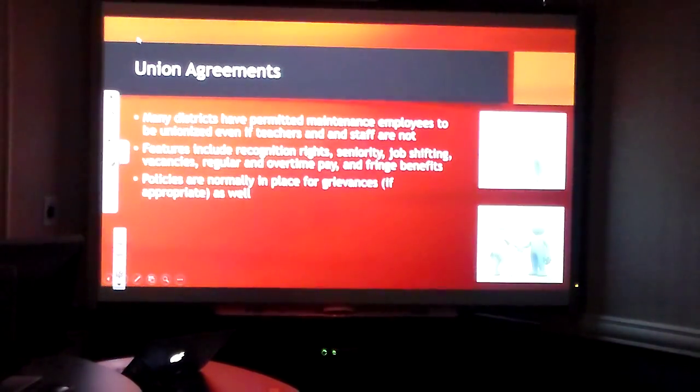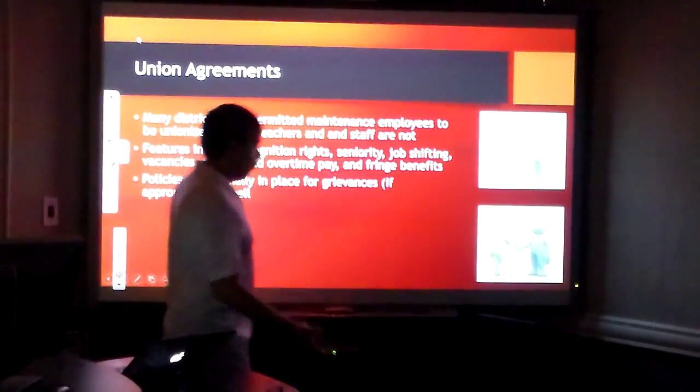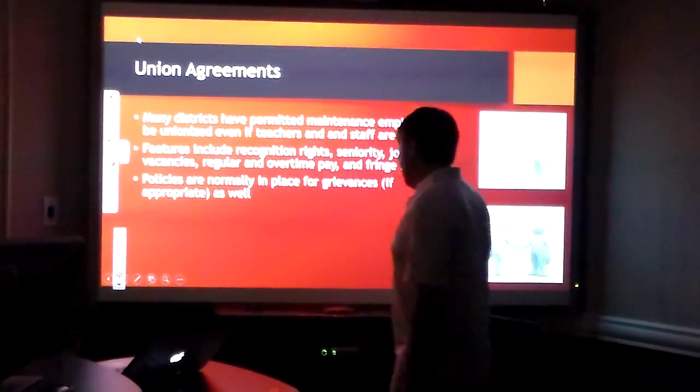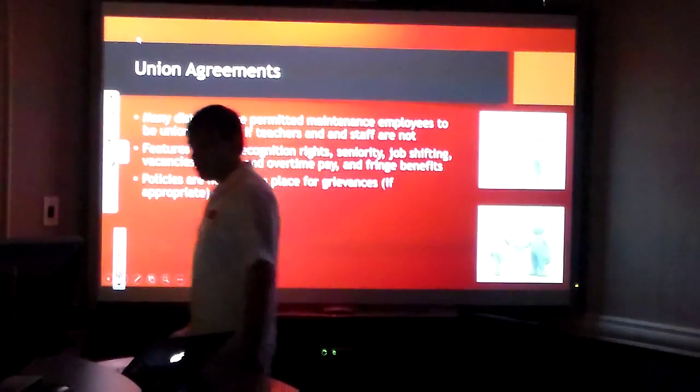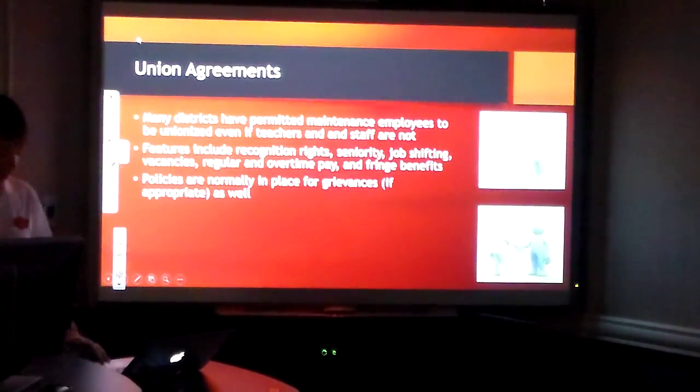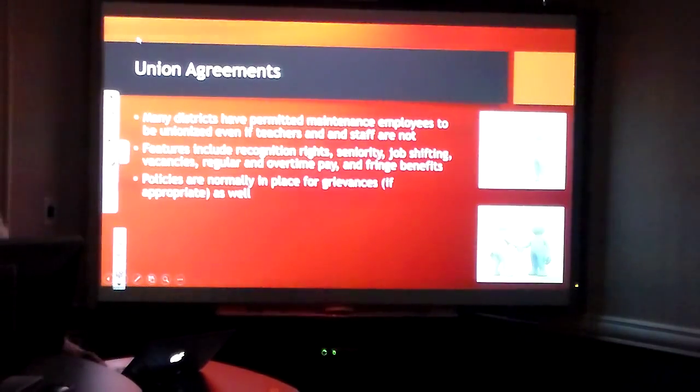So union agreements, many districts have permitted employees to be unionized even if teachers and staff are not. This means that they have overtime pay, recognition rights. If they want to work overnight, they have the option to work overnight and possibly for more money. And grievance policies are in place. This can frustrate people in schools because even if you're non-unionized, chances are the maintenance workers themselves are unionized as well.